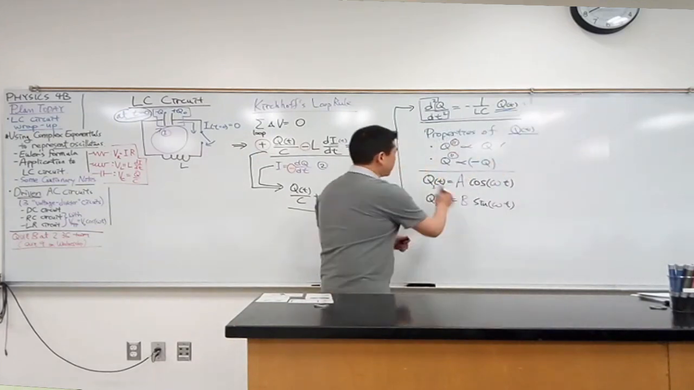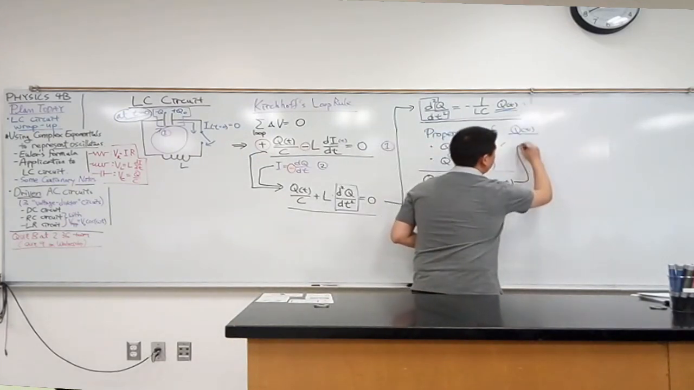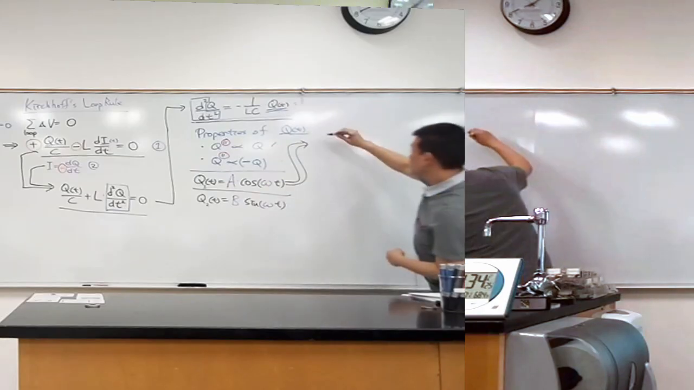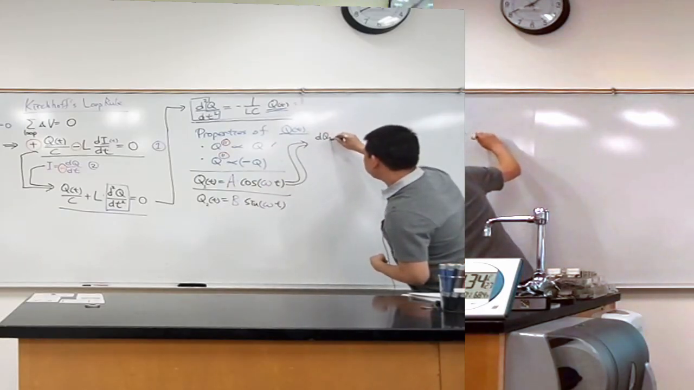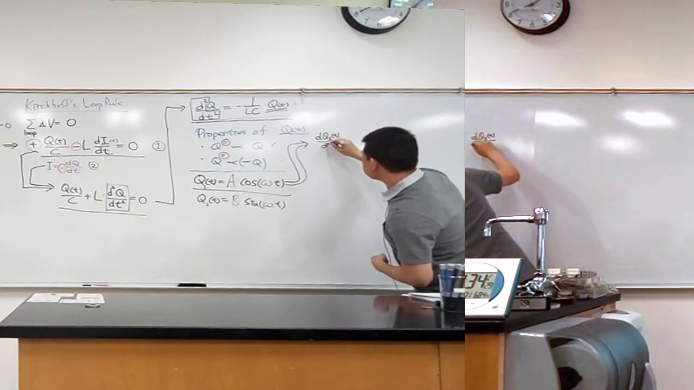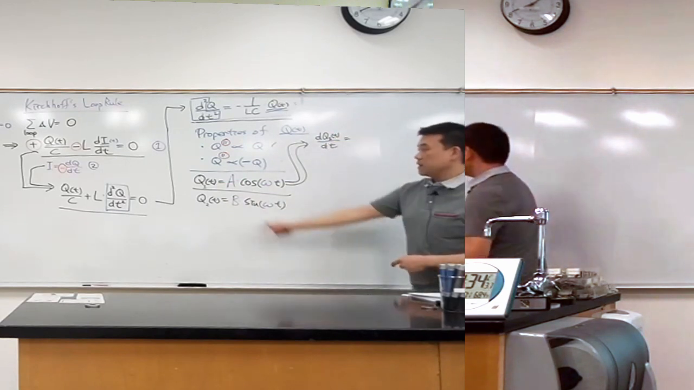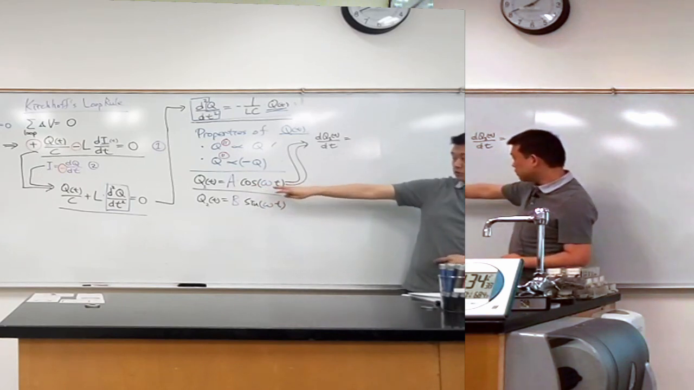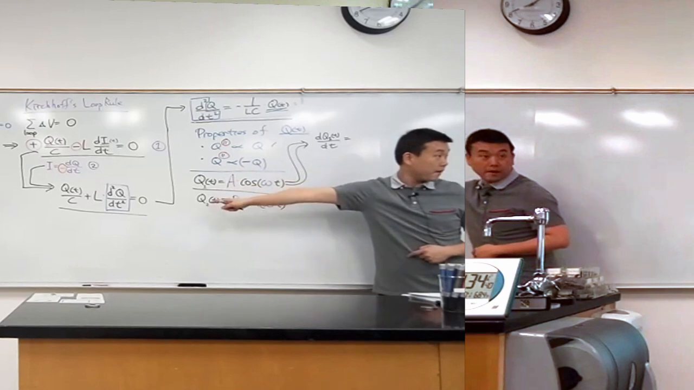So let's take the first guess. To plug this in, we need the first derivative of q of t. So the first derivative of our first guess is going to be a times the derivative of cosine, which is minus sine. Minus sine, and the derivative goes to the inside, so a factor of omega comes out.